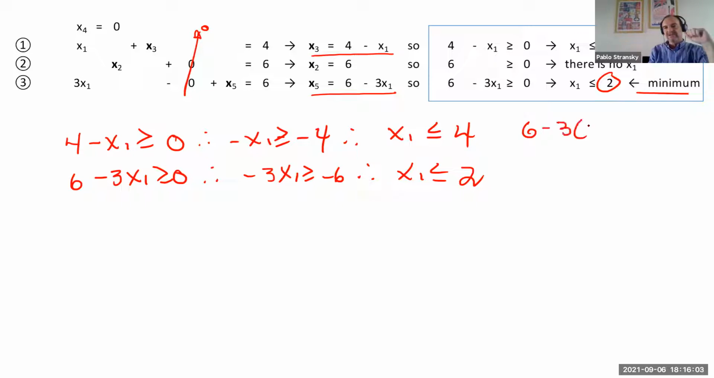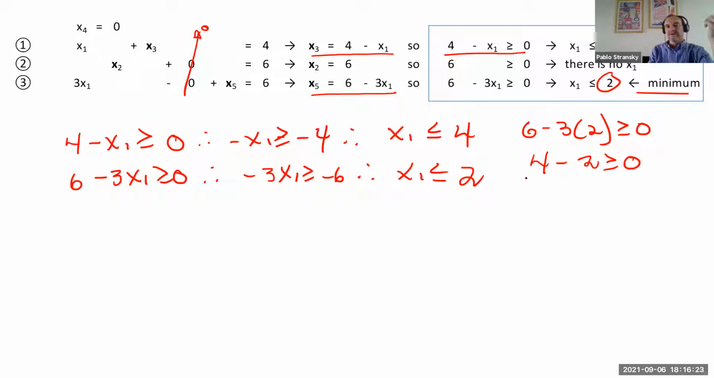Can we apply 2? Yes, it is accomplished. 6 minus 6 greater than or equal to 0. If we apply it to this formula, does it hold? Yes. 4 minus 2 greater than or equal to 0? Yes, because 4 minus 2 gives us 2, and 2 is greater than 0.